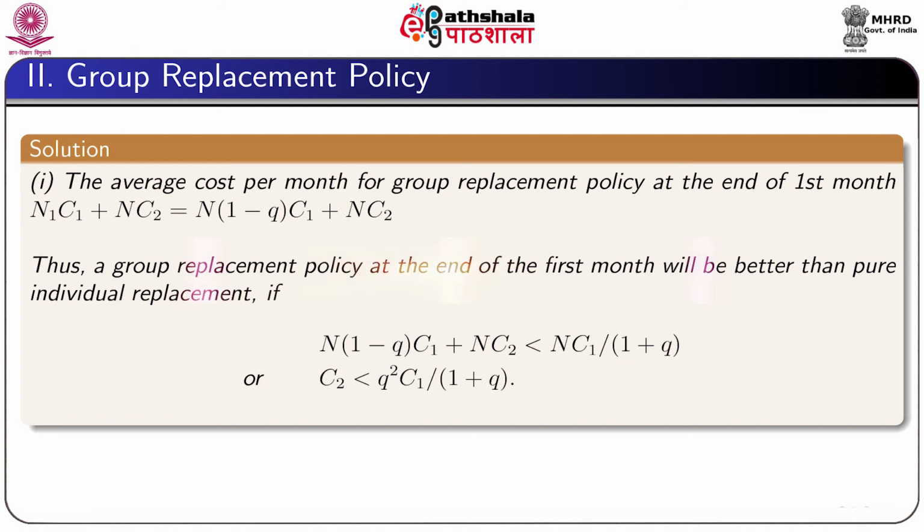Thus, a group replacement policy at the end of first month will be better than the pure individual policy if this condition holds: n into (1 minus q) into C1 plus n into C2 is less than n C1 divided by 1 plus q, which gives C2 is less than q square into C1 divided by 1 plus q.